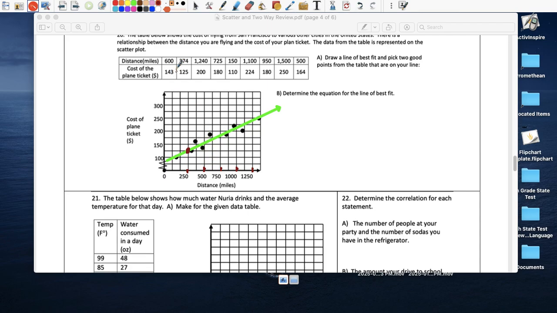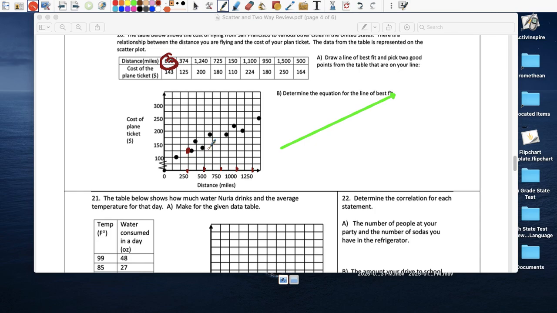The point 600. This is 143, and 143 is about here. Let me just move this for a second. So they have this point 600. 600 is about here, right? About here, and they have it with 143. 143 is not there. 143 is about here.